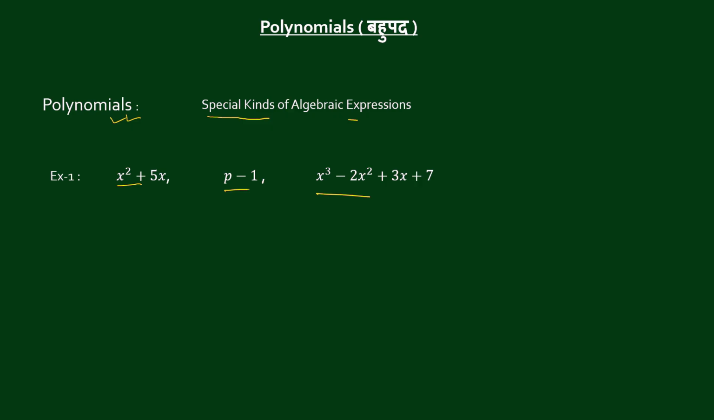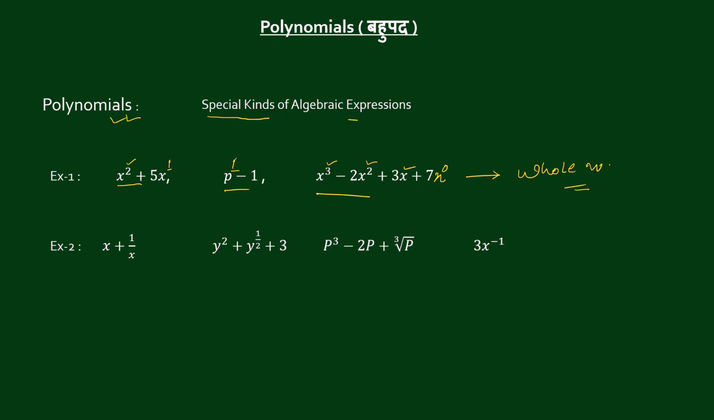Here जो first term है उसमें x का power 2 है, second term में x का power 1 है. In this expression p का power 1 है, यहाँ x का power 3 है, यहाँ x का power 2 है, यहाँ x का power 1 है. 7 can be written as 7 into x to the power 0. तो यहाँ हम देखते हैं कि सभी एक्सप्रेशन में जो वेरिएबल्स का पावर है वो एक होल नंबर है. नाउ लेट अस लुक एट द सेकंड ग्रुप ऑफ एक्सप्रेशन.